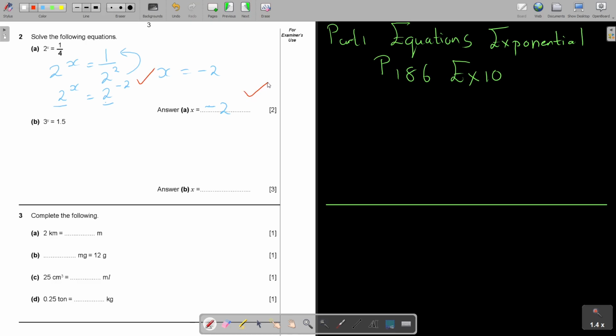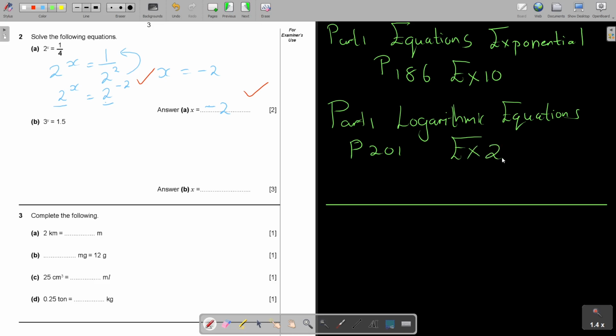And then the next one, you cannot express it like this. As soon as you see you cannot do this, then you think of logs. And where do I find this in the textbook? It's still part 1, logarithmic equations, page 201, example 29. That will help you. Very basic one. So what you do is you just put logs on both sides. You take logs on both sides.